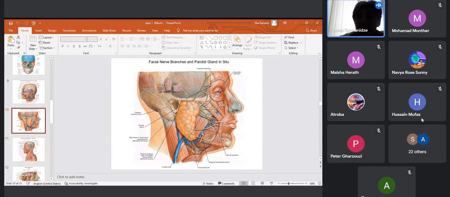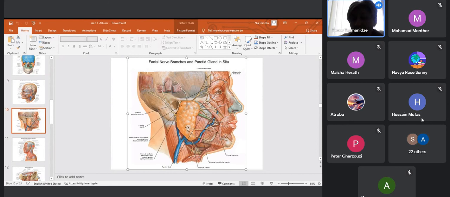Let's start from the facial nerve, origin of the facial nerve. Facial nerve is a cranial nerve. It is the 7th cranial nerve, which leaves the cranial cavity by the stylomastoid foramen. When it leaves the cranial cavity by the stylomastoid foramen, it passes into the parotid gland where it forms the plexus, and it is divided into 5 branches, which pass radially on the face.